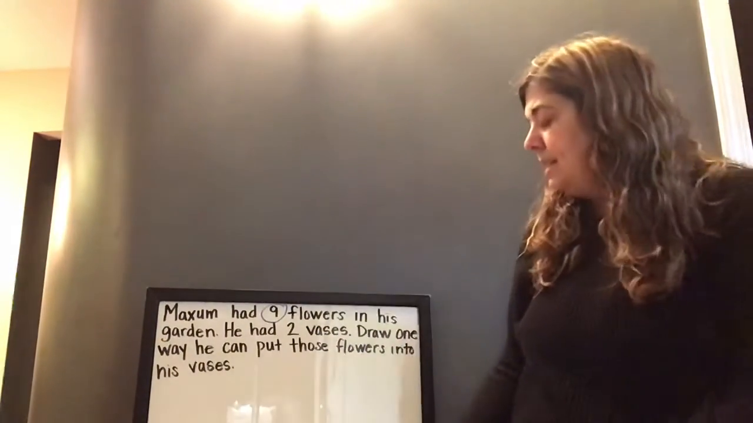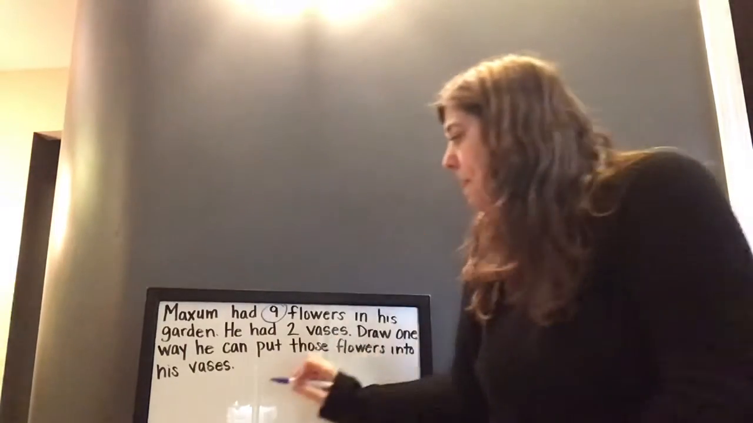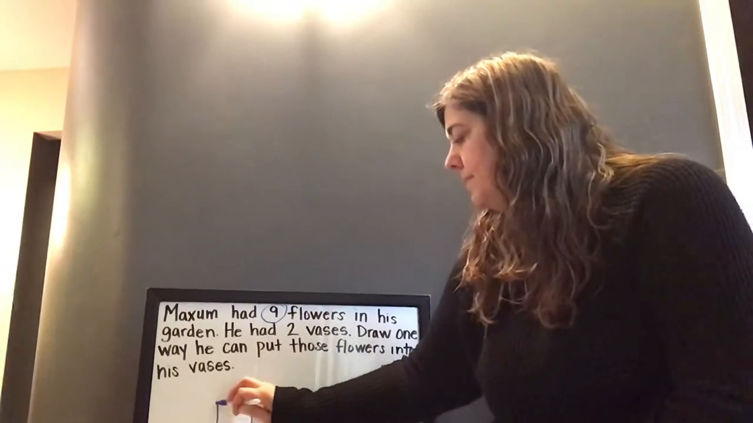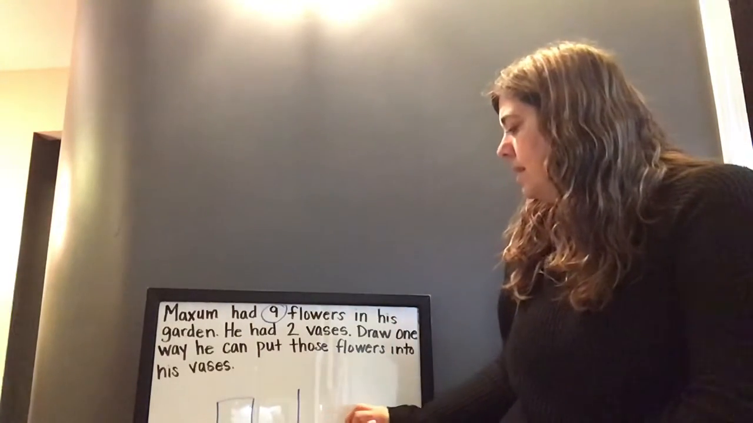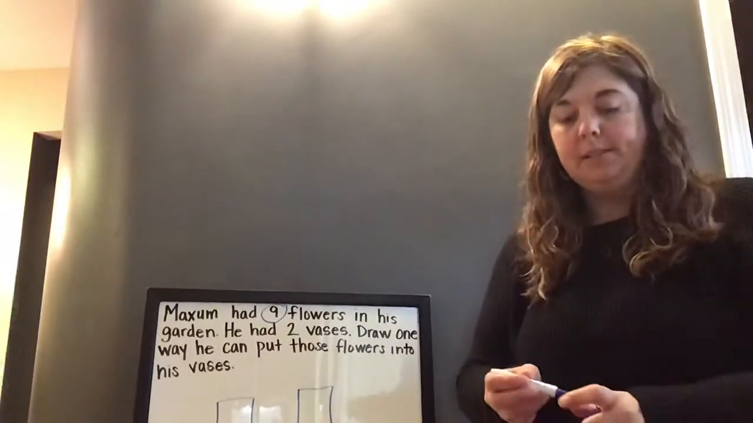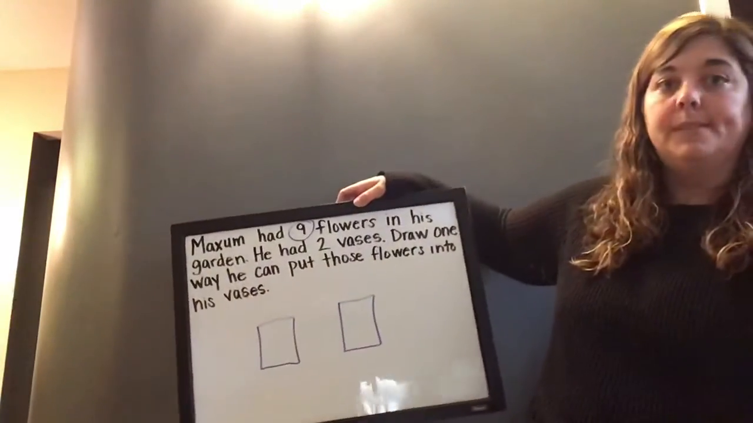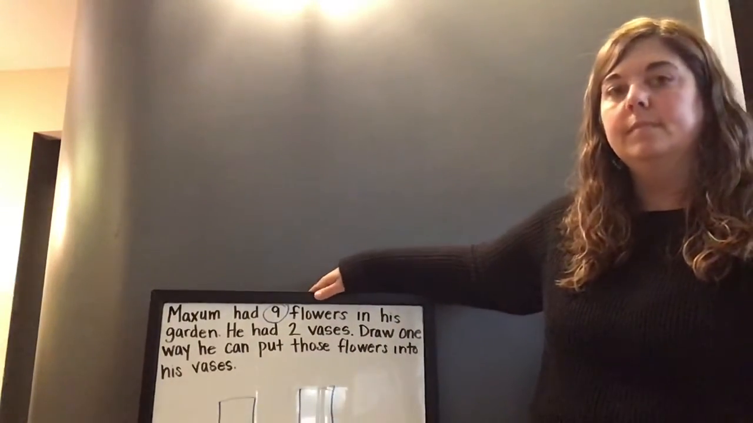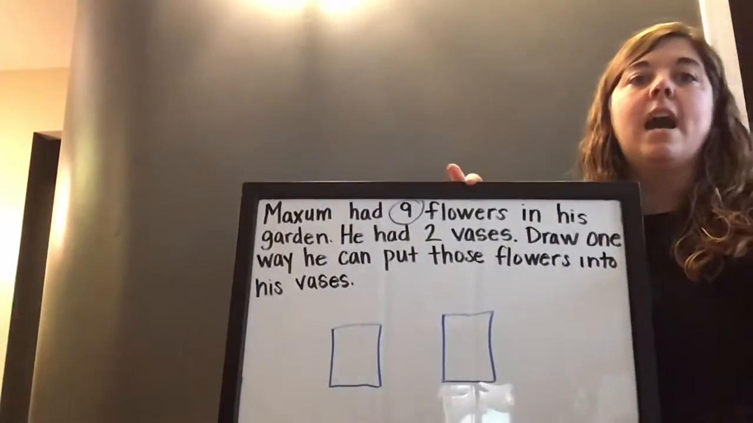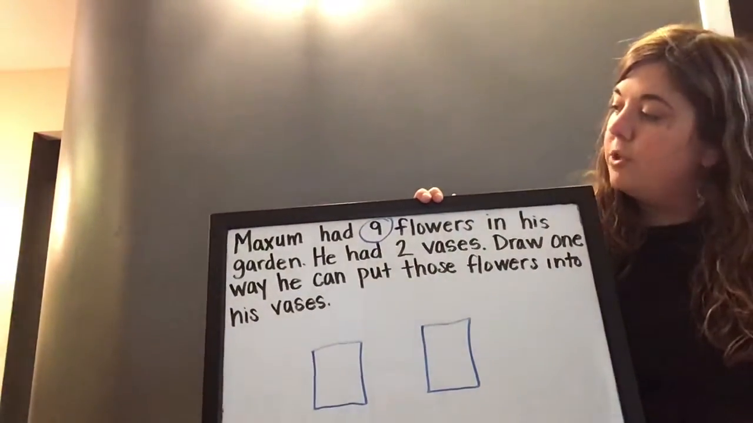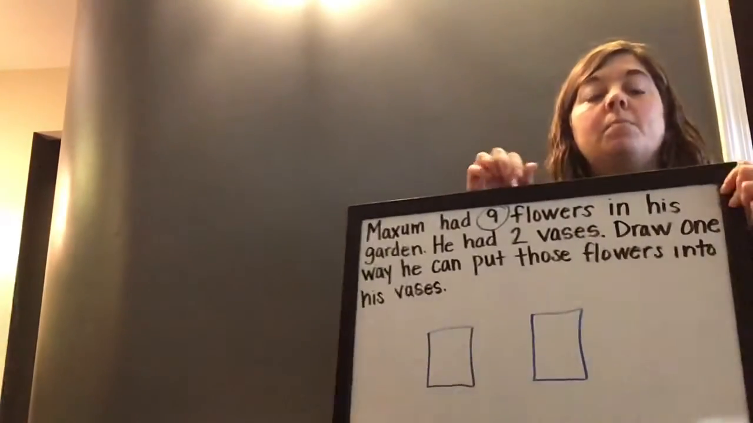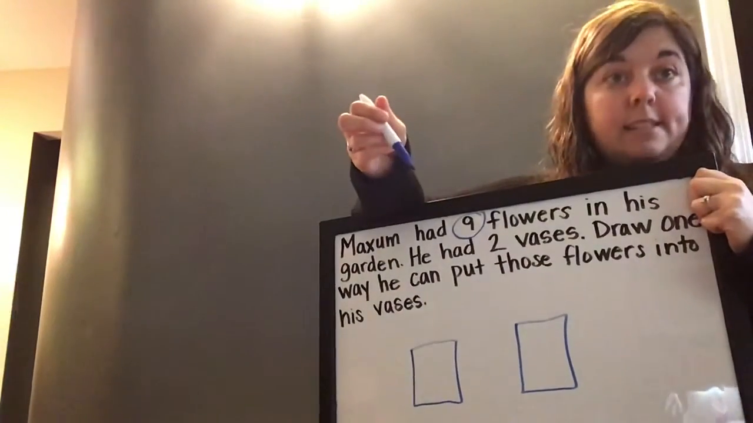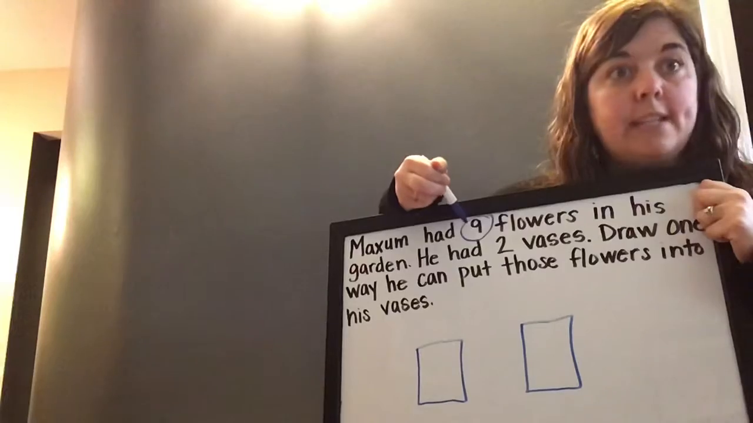So what I want you to do is draw your 2 vases. I'm just going to do mine some rectangles. So 1 and 2. If you need to pause me, go ahead and pause and just make sure you have your 2 vases. All right, now that you have your 2 vases, I want you to draw your 9 flowers in. So remember, yours might look a little bit different than mine. I'm going to do it this way. I'm going to start at 1, and I'm going to stop when I get to our whole, which is 9.